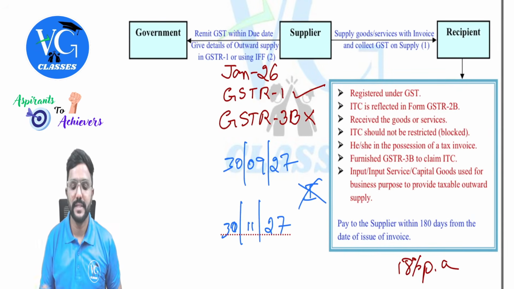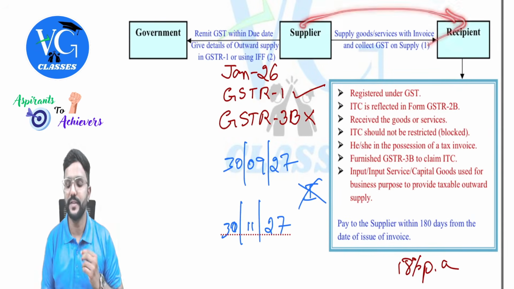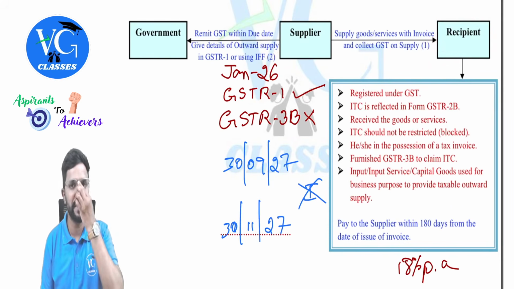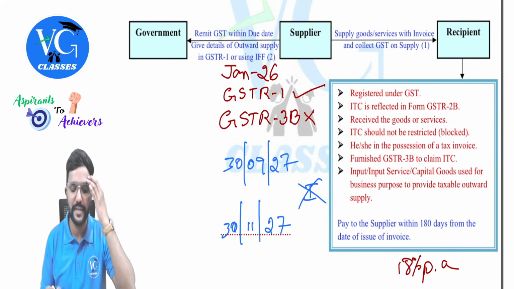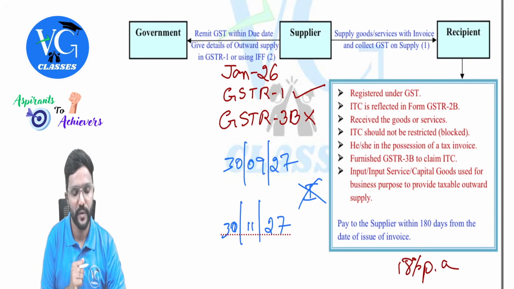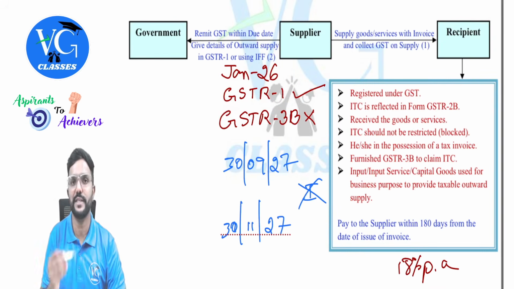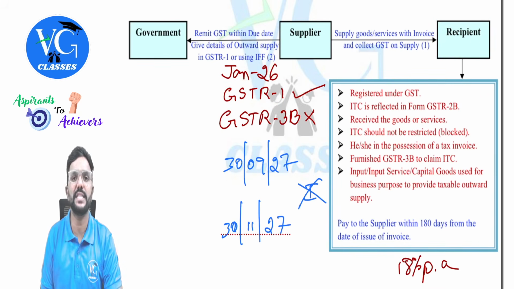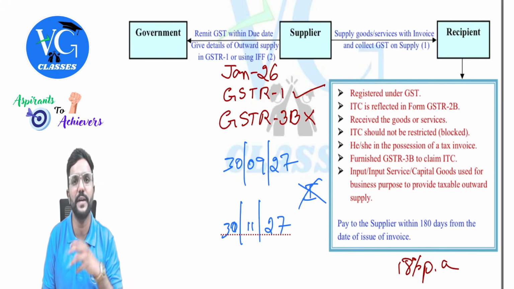Okay. Assume, guys, the supplier has supplied the goods or services to the recipient in Jan 2026, and he has collected the tax from the recipient and he has filed GSTR 1 for Jan, which is in February. He has already filed GSTR 1 for January, and accordingly for the recipient the credit was auto-populated in GSTR 2B, or it was reflected in GSTR 2B.